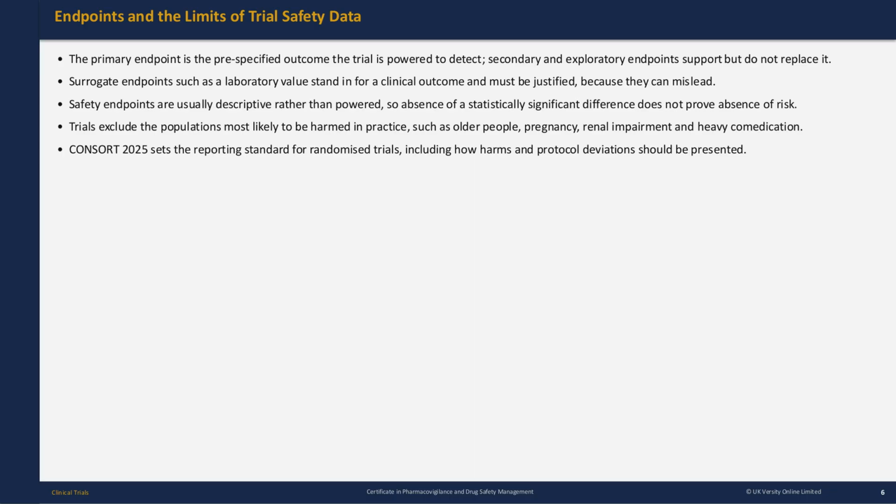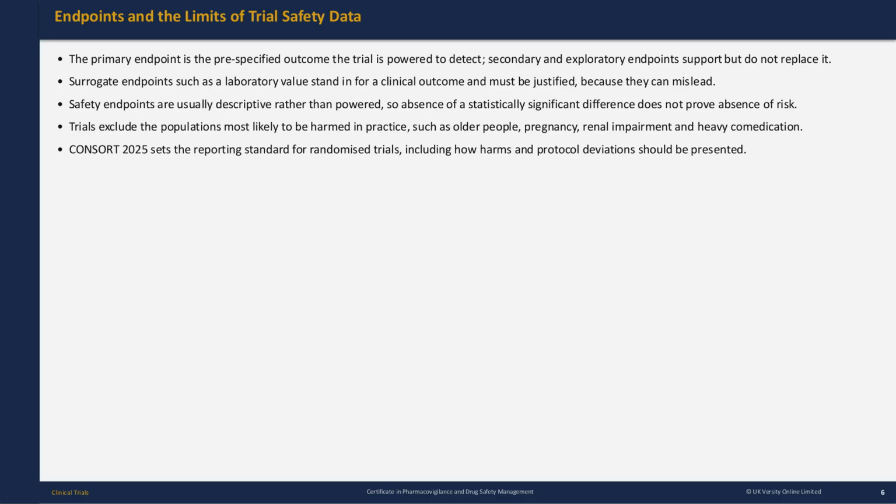Endpoints and the limits of trial safety data. The primary endpoint is the pre-specified outcome the trial is powered to detect. Secondary and exploratory endpoints support but do not replace it. Surrogate endpoints such as a laboratory value stand in for a clinical outcome and must be justified because they can mislead. Safety endpoints are usually descriptive rather than powered, so absence of a statistically significant difference does not prove absence of risk.